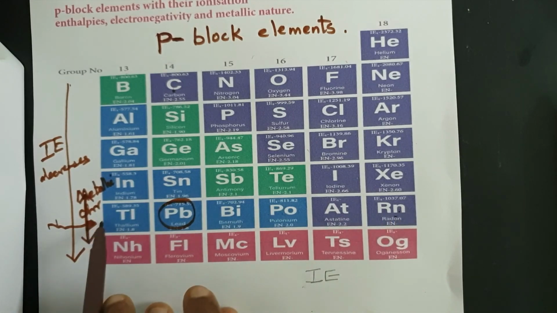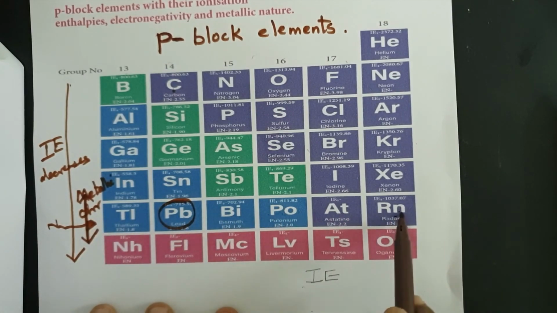This is applicable only for the elements present in the lowermost period. And what is the inert pair effect? The inert pair effect is produced due to the poor shielding effect of the d and the f electrons, which is overcome by the increased shielding effect of the additional p electrons.